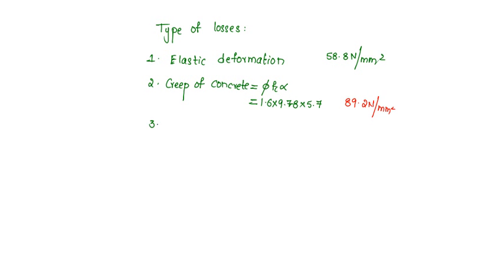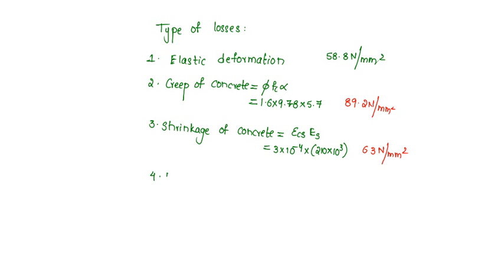Third loss is shrinkage of concrete, which is equal to residual shrinkage strain epsilon Cs into Young's modulus of steel, which is equal to, this is given as 3 into 10 power minus 4 into Young's modulus of steel is 210 kilonewton per mm square. So into 10 power 3 to convert into Newton per mm square. So this will be equal to 63 Newton per mm square.